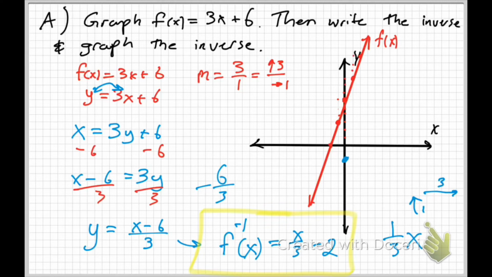Up 1 over 1, 2, 3. Up 1 over 1, 2, 3. Could also go 1, 2, 3 over, down 1. And then to graph this, you really only need 2 points.